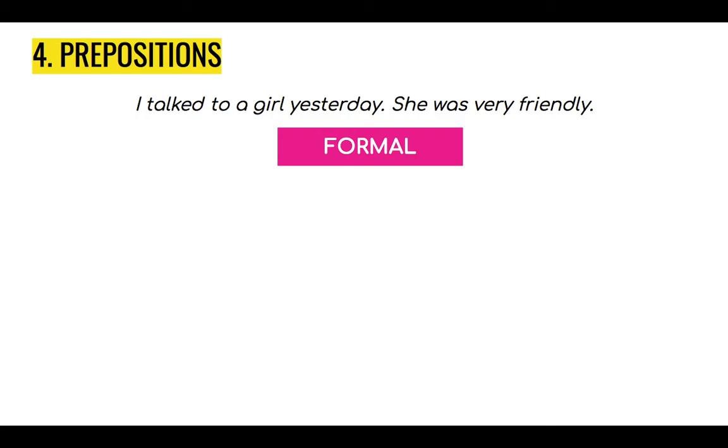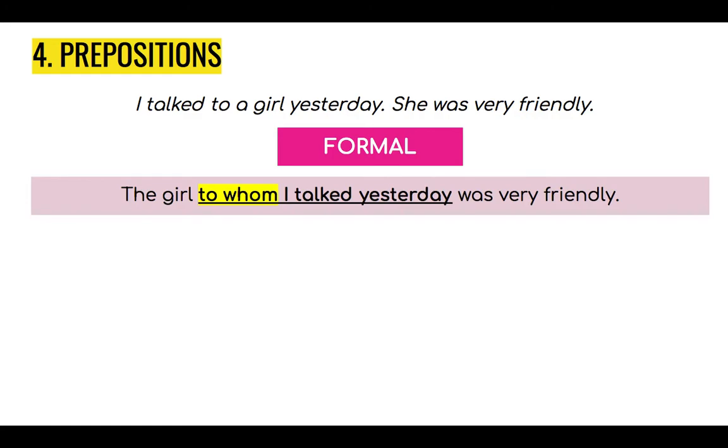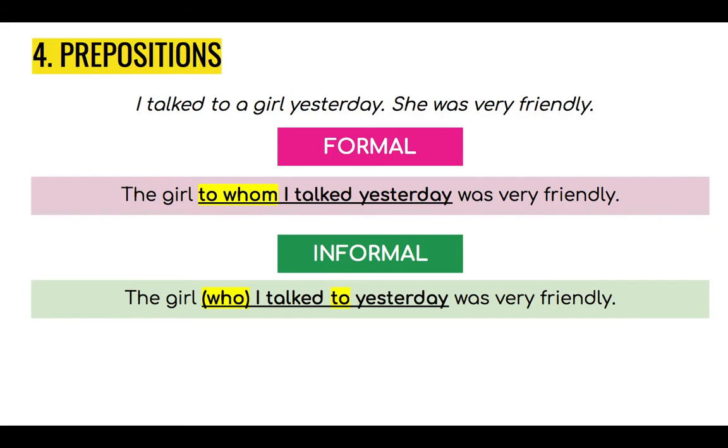So the sentence would be like this. The girl to whom I talked yesterday was very friendly. Another possibility is the informal way, which is far more common in everyday conversation. And what we do is to omit the pronoun when possible and place the preposition after the verb. So, in this case, it would be like this. The girl who I talked to yesterday was very friendly. Or, the girl I talked to yesterday was very friendly.